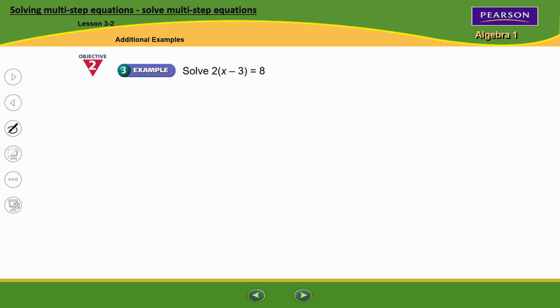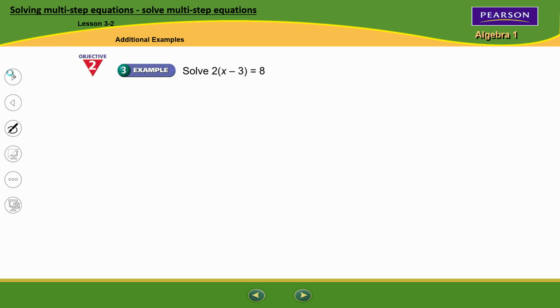Got something a little different here. You've got to solve this equation again. I don't see two variables. I don't see a normal two-step equation. Kind of looks like a two-step equation, but we've got the parentheses. So we've got 2(x - 3) = 8. Two things being next to each other indicate multiplication, right?